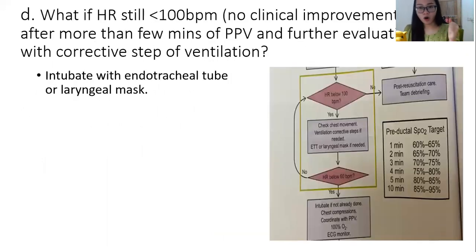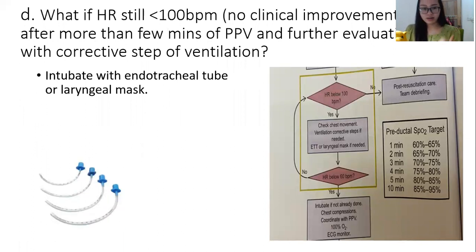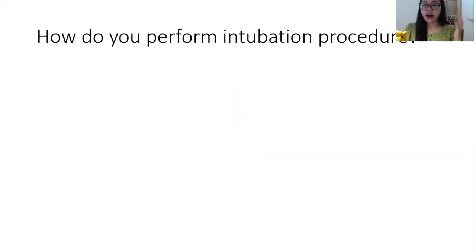So after we have done the corrective steps of ventilation and we give a few minutes of PPV, but the baby still has no clinical improvement with the heart rate still less than 100, then now we have to consider intubating with an ETT tube or laryngeal mask. So how do you perform an intubation procedure? Please bear in mind that we have to act quickly. This intubation has to be done in 30 seconds.